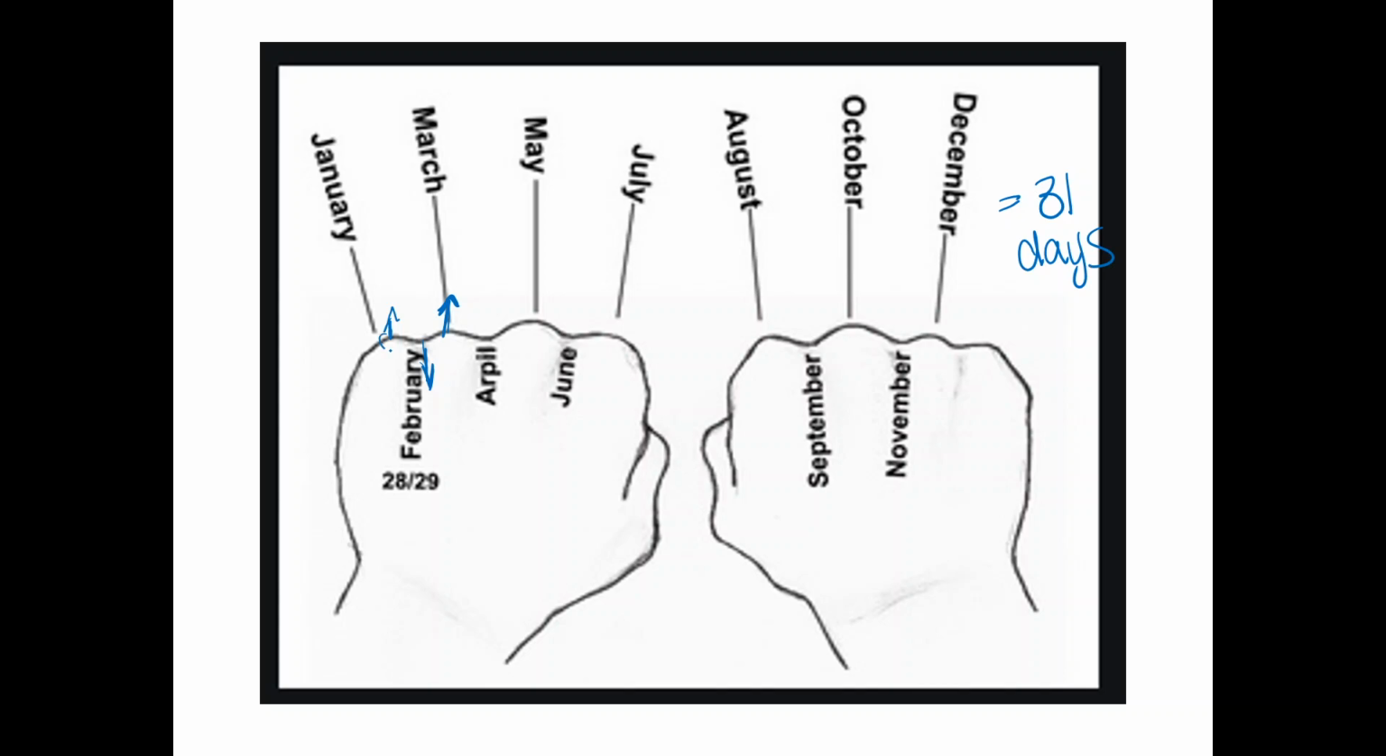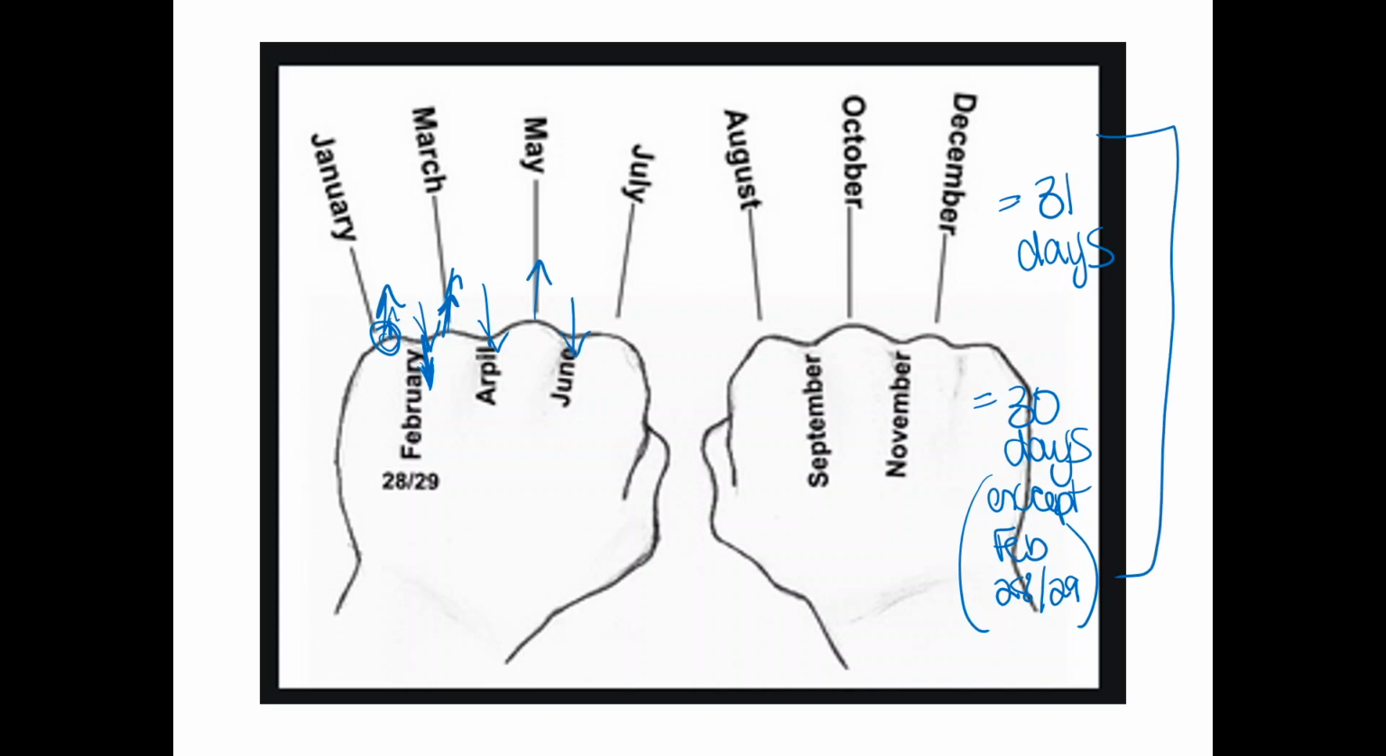So the first knuckle here is January. It has 31 days. Then we've got a dip, which is February. So the dips equal 30 days, except for February, which either has 28 days or 29, depending on if it's a leap year or not. So you basically go through, count. January, February, March, April, May, June, and so on. This is a trick you can use if you need to figure out the amount of days in a month in order to calculate how many days of interest you need to record.